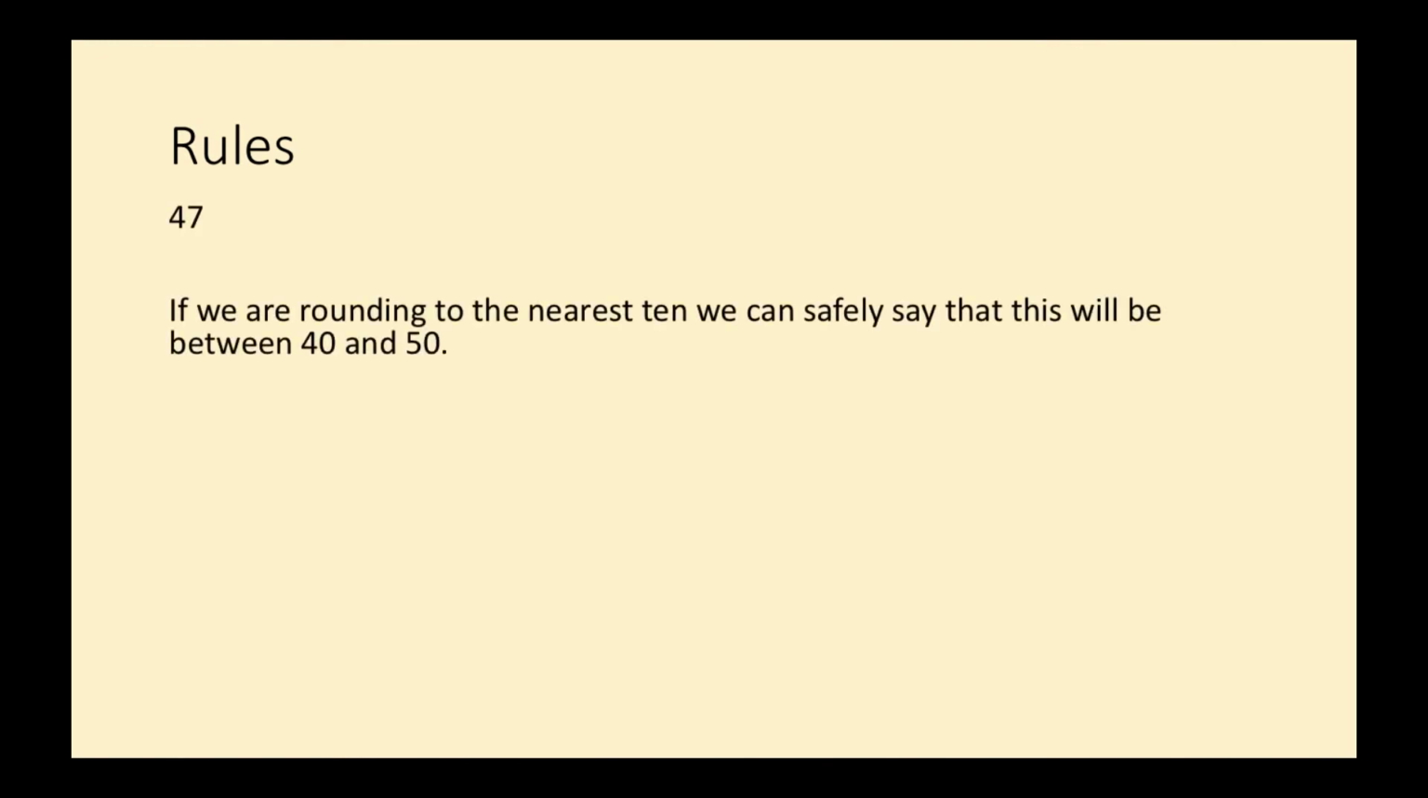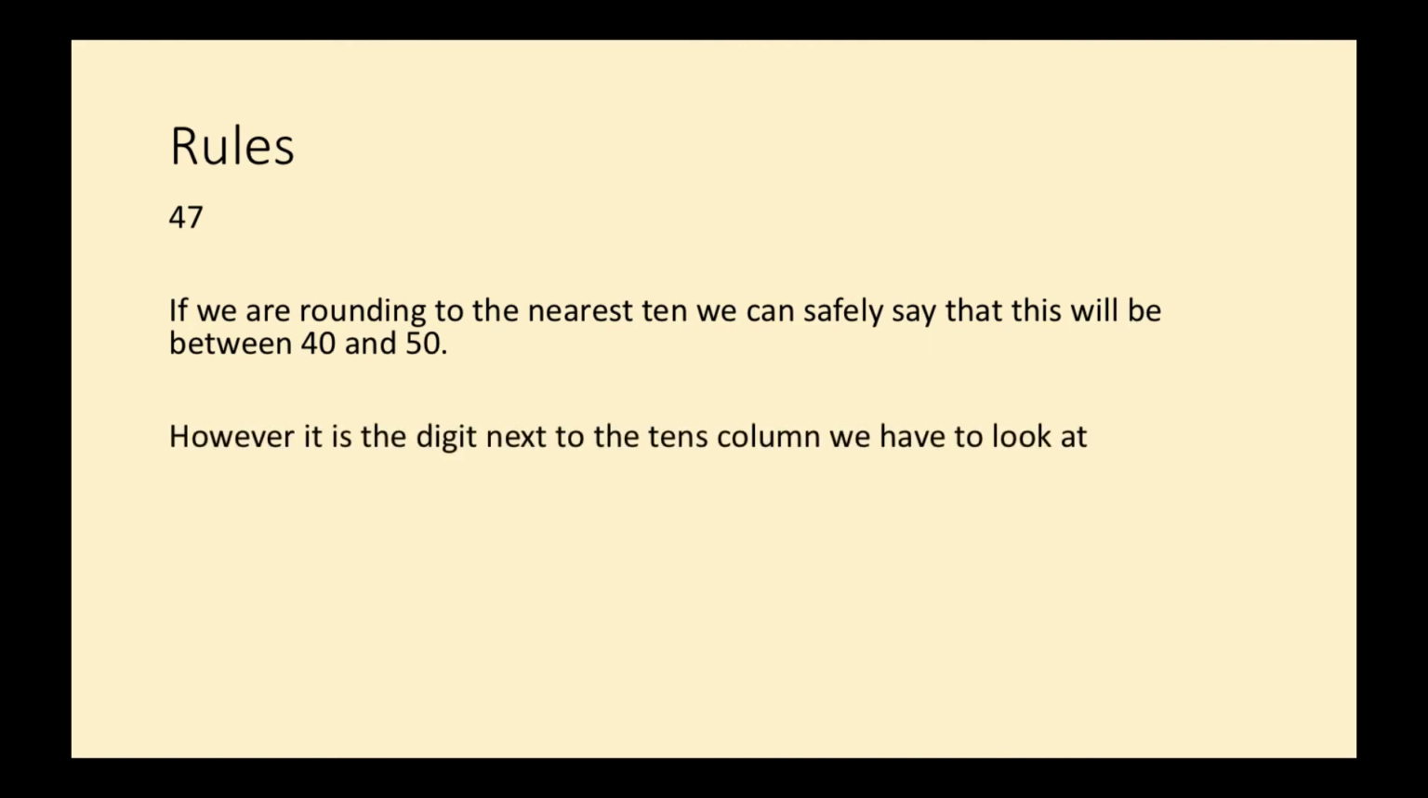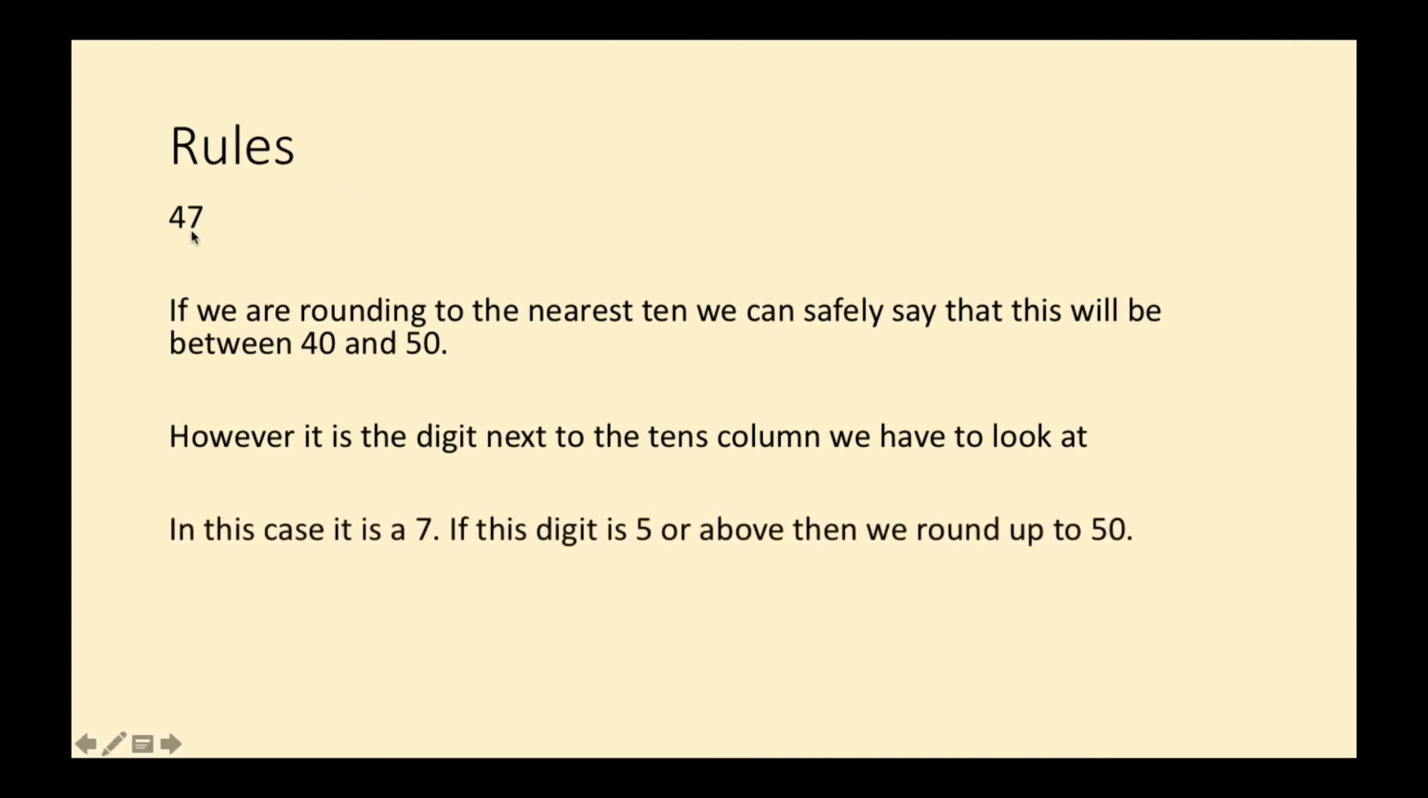47. If we are rounding to the nearest 10, we can safely say that this will be between 40 and 50, because they're tens. 10, 20, 30, 40, 50. However, it is the digit next to the tens column that we have to look at, the units column, to decide whether we round it to 40 or 50. In this case, it's a 7. If the digit is 5 or above, then we round up to 50. So if this units digit is 5 or above, it means we round it to the next 10 up, which would be 50. If the digit was 4 or below, we would round it down to 40.